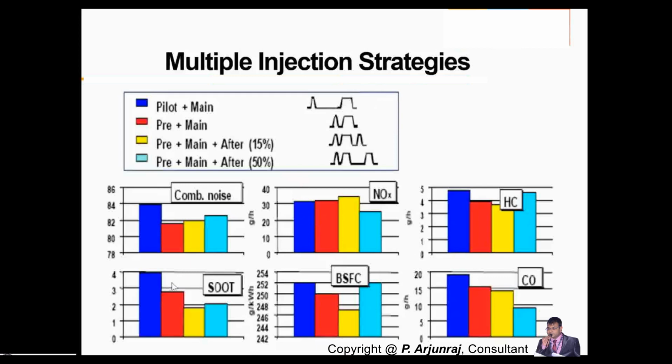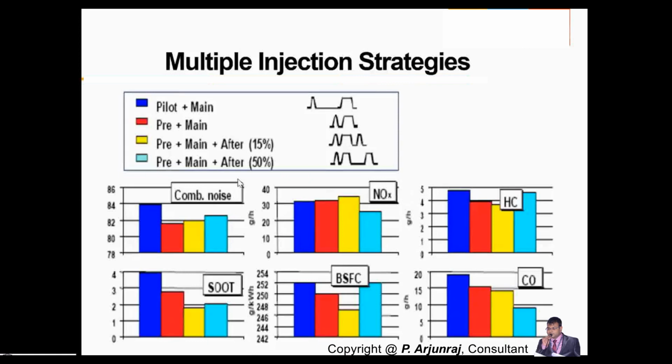But even this soot particle can be reduced when you go for a high injection pressure. We have seen the high injection pressure, and how we can increase injection pressure. When you increase injection pressure, you can reduce this, but again, that's the problem with the NOx. You need to do the trade-off. That's why we are going for this type of multiple injection.